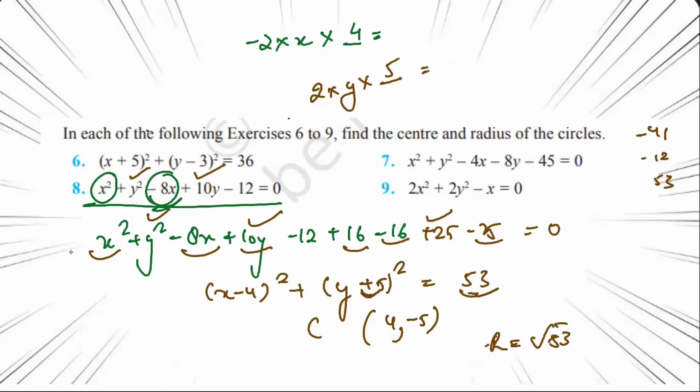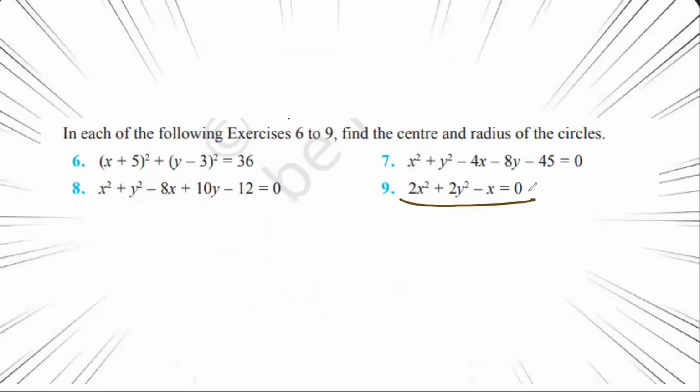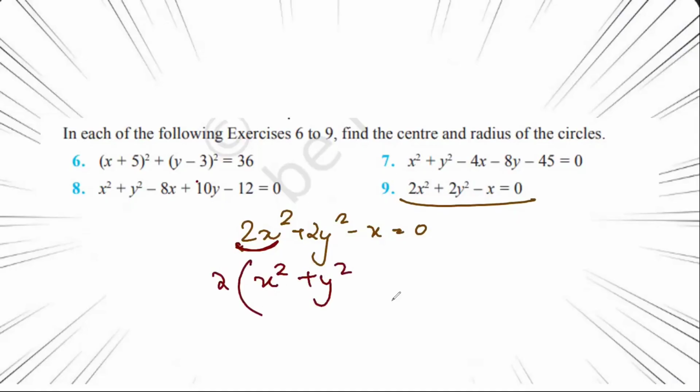Now moving towards the fourth question. Please understand this question: 2x square plus 2y square minus x equals 0. Now I just have to see the x values first. First of all, I will take 2 common here, because I just want x square and y square single-handedly. I don't want any number with that. So this multiply 2 will go to that side and become a divide. Now the equation will become this one, right?